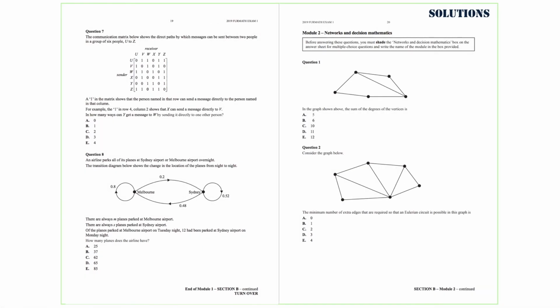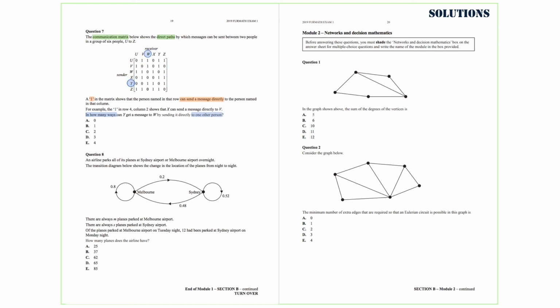Question 7. The communication matrix below shows the direct paths by which messages can be sent between 2 people in a group of 6 people, from U to Z. A 1 in the matrix shows that the person named in that row can send a message directly to the person named in that column. For example, the 1 in row 4 column 2 shows that X can send a message directly to V. The question is asking, in how many ways can Y get a message to W by sending it directly to one other person?